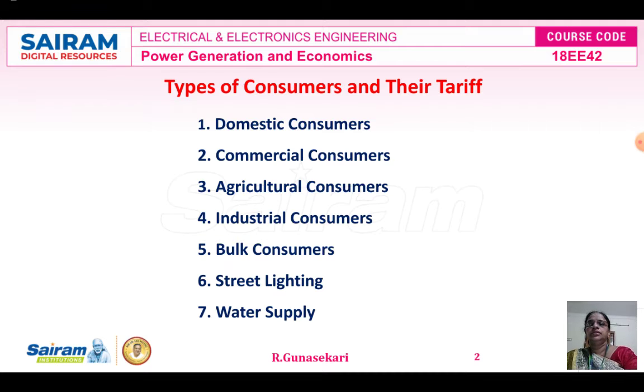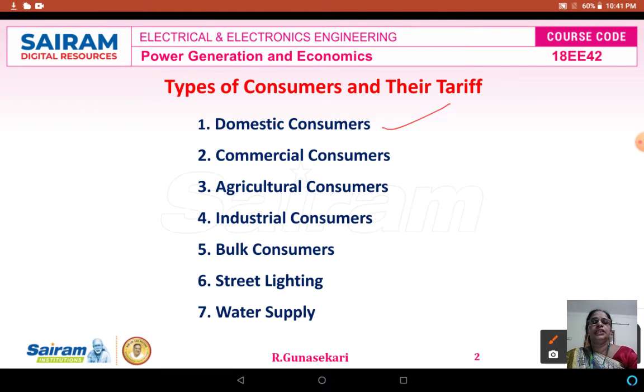consumers. The first one is domestic consumers, second one commercial consumers, third one agricultural consumers, fourth one industrial consumers, fifth one bulk consumers, sixth one street lighting consumers, seventh one water supply consumers. Totally 7 types of consumers.